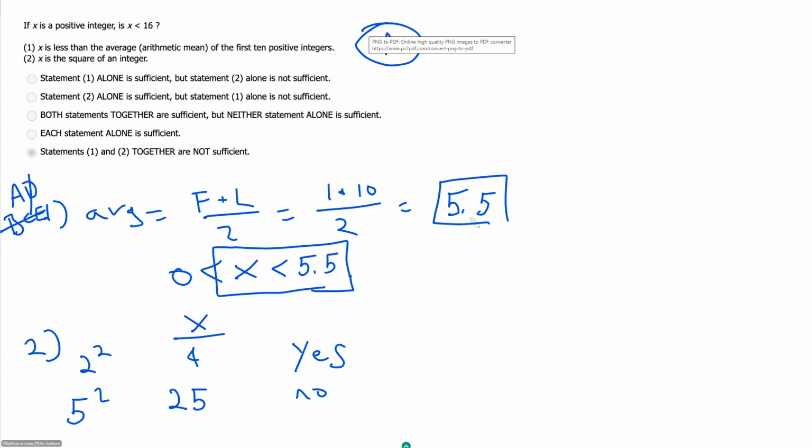Pretty easy question. And I'm sort of surprised they gave us a value that was so much less than 16. Usually they try and keep things close.